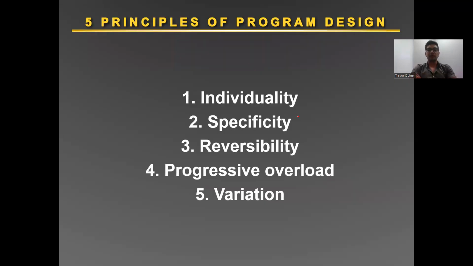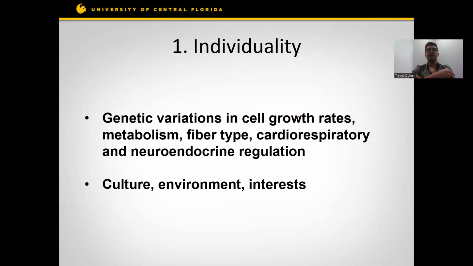So the 5 principles of program design are individuality, specificity, reversibility, progressive overload, and variation. We'll go into those in a little more detail now. Individuality has to do with genetic variations in cell growth rates, metabolism, fiber type, and cardiorespiratory and neuroendocrine regulation. All these things within the body that summate to your adaptation are going to be different for each individual. So for those of you who have really good genetics, good for you.